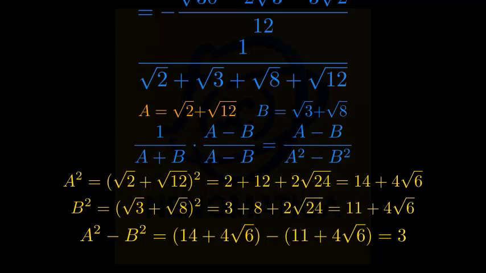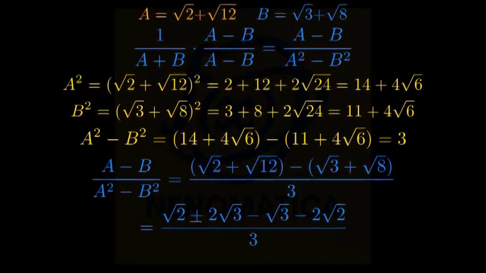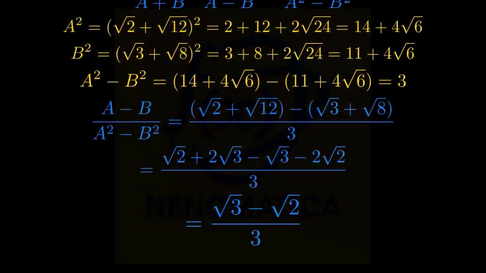We are done. The numerator is A minus B, which equals square root of 2 plus square root of 12 minus square root of 3 minus square root of 8. Replace square root of 12 by 2 times square root of 3, and square root of 8 by 2 times square root of 2. Combine like terms to get square root of 3 minus square root of 2, all over 3.